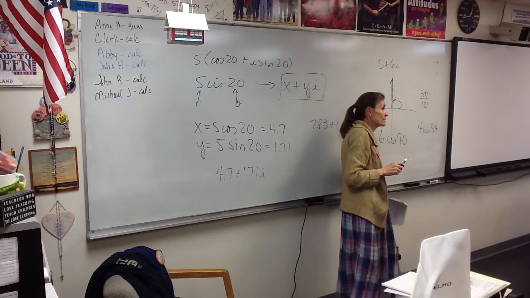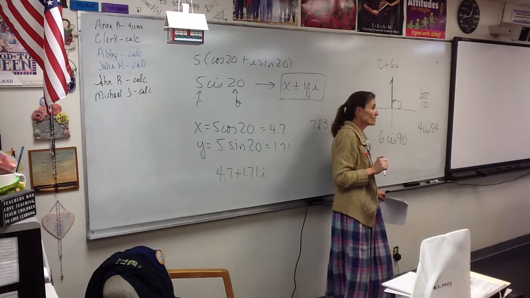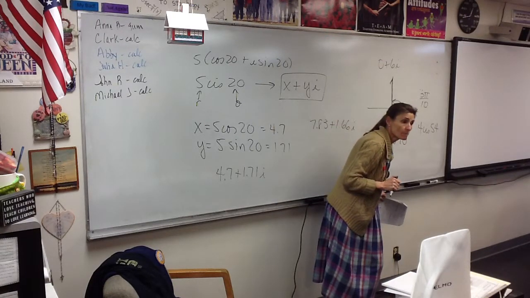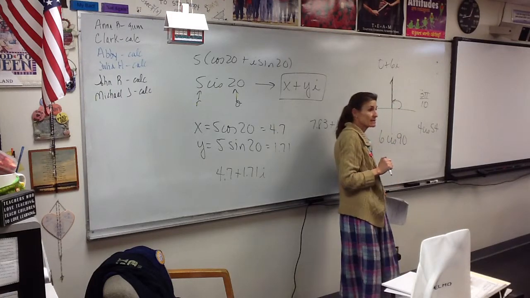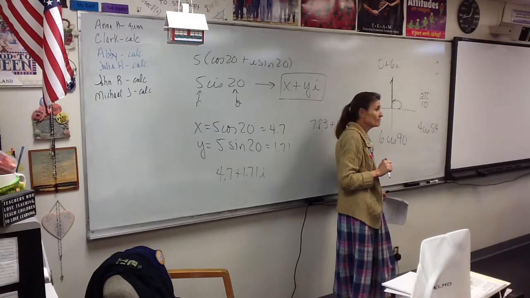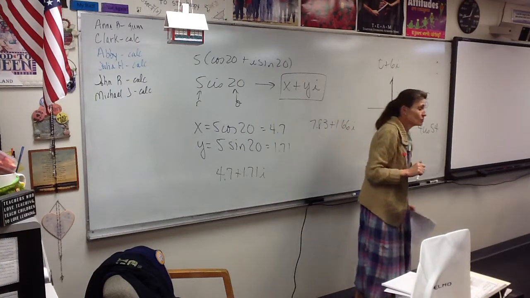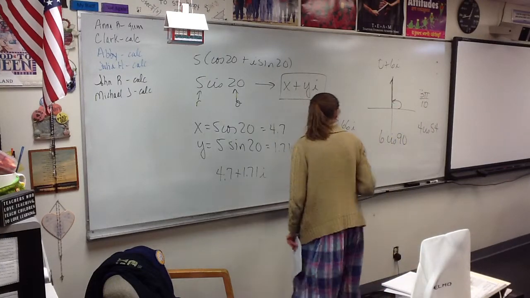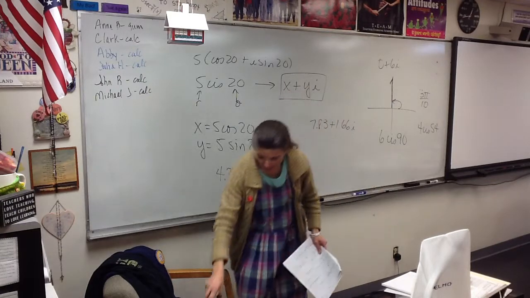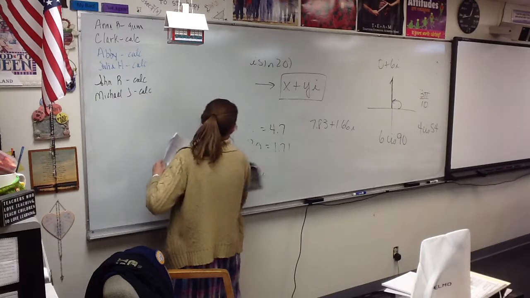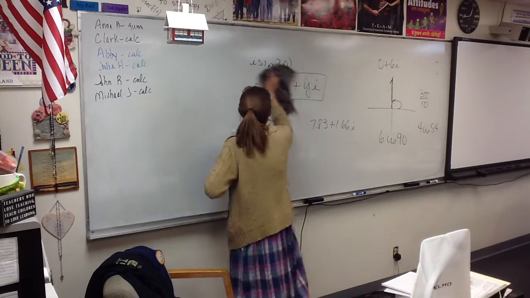Did anybody get an answer for me? Clark? 2.35 plus 3.24i. How's that sound, everybody? Great. Very good. Now, the last two things we get to learn today are how to multiply these numbers and how to divide them.